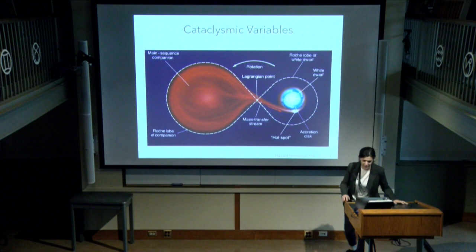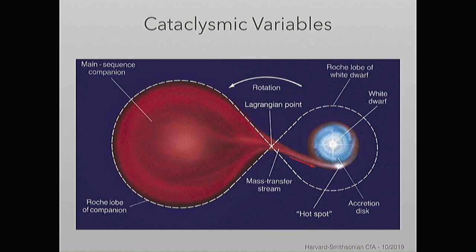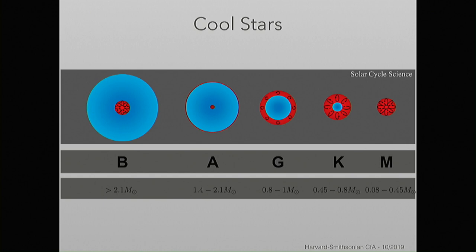So cataclysmic variables, which I'll call CVs from now on, as you can see that I have issues pronouncing them, are close binary systems that consist of a white dwarf and a secondary mass donor star. And this secondary mass donor star is a cool star. And a cool star is a star that has an outer convective envelope.